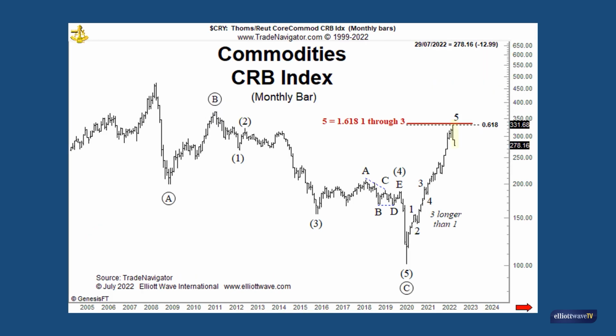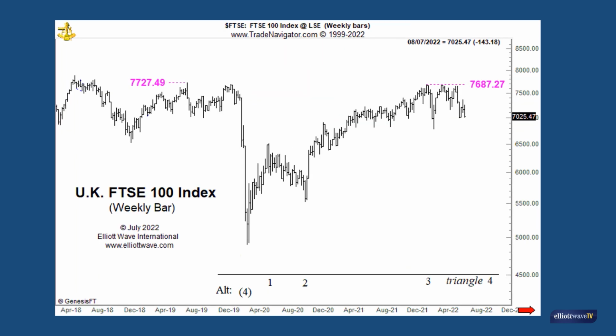Since then, commodities have continued to decline, and the CRB index is now down around 15% from last month's high. The probability is quickly rising that a peak in commodities has been seen. So, what does that mean, if anything, for the FTSE-100 index?